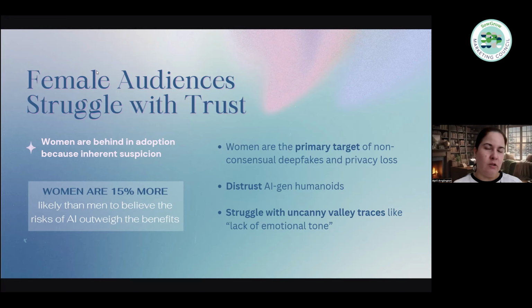In addition, you have to consider that women are the primary target of deepfakes and privacy violations. There's just a lot of distrust toward any content that is synthetic, with synthetic humanoids. They're more likely to see it as a little bit of slop, because they struggle with uncanny valley traces, like a lack of emotional tone and stuff like that.